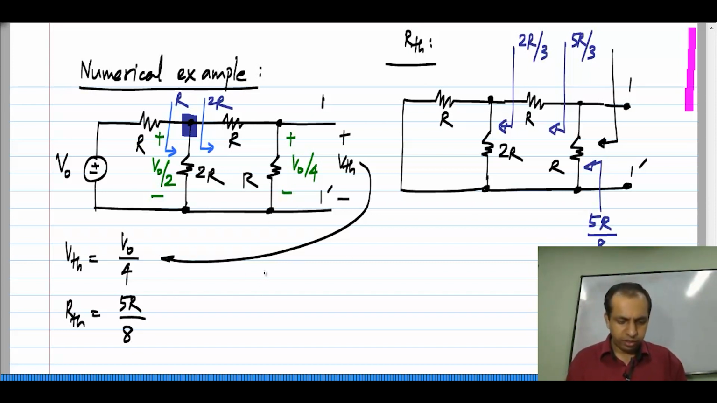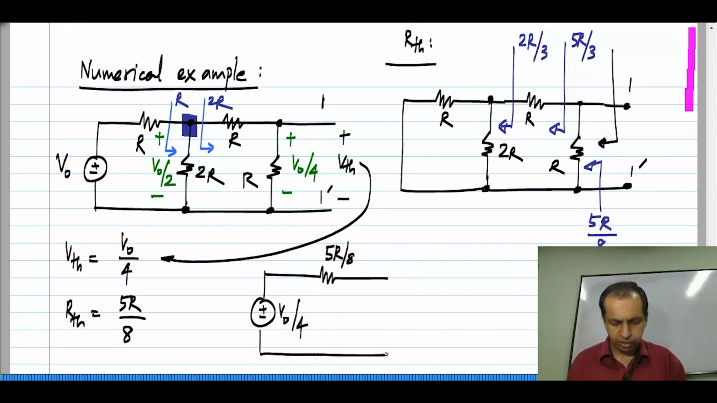So, the equivalent circuit would simply be V naught by 4 in series with a resistance 5R by 8, and this is 1 and this is 1 prime. That comes from the polarity with which I measured VTH. So, this is 1, that is 1 prime.